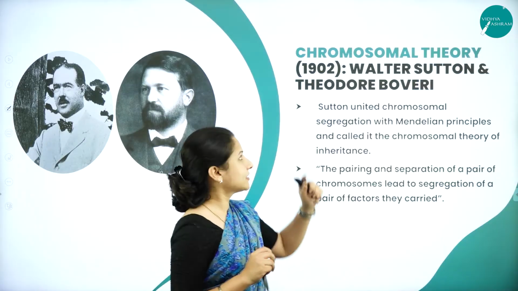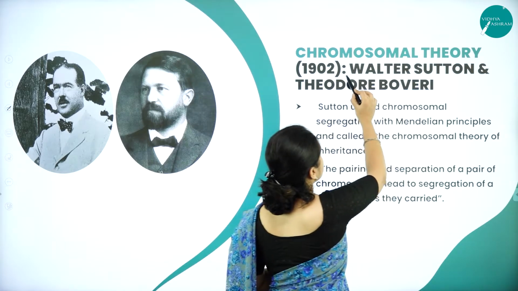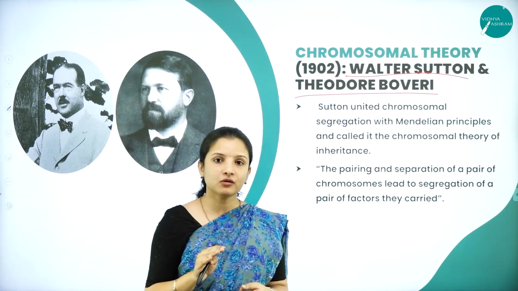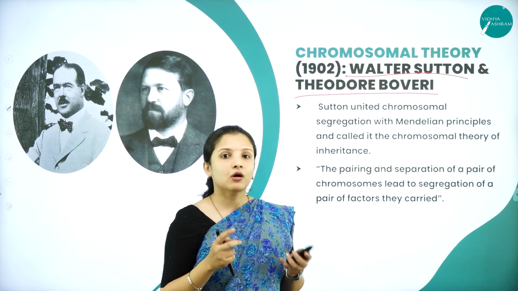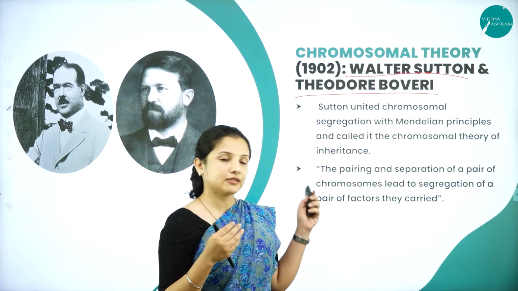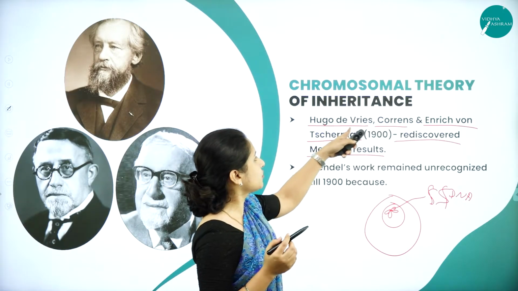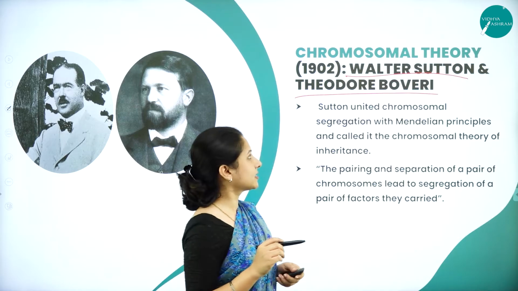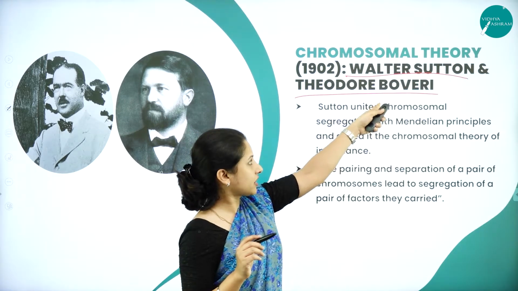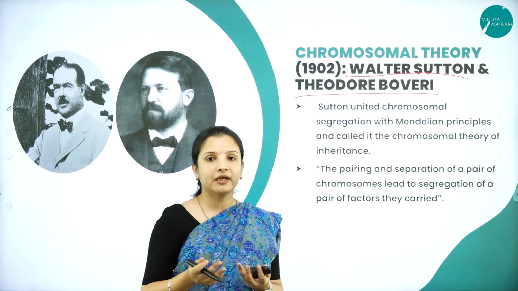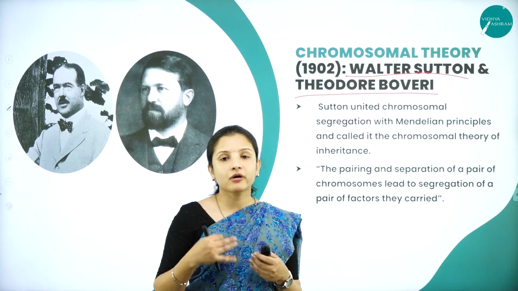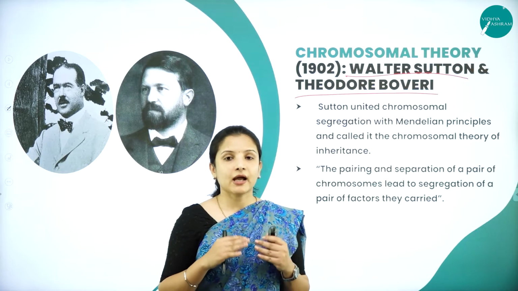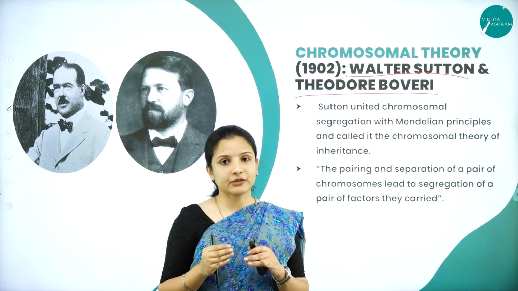Apart from that, there are two more scientists, Walter Sutton and Theodor Boveri. These two scientists also conducted further experiments on those other three scientists' work. The other three scientists were Hugo de Vries, Correns and Heinrich von Schimmang. Walter Sutton and Theodor Boveri also conducted experiments and put forth strong evidence stating that whatever Mendel said is actually correct, and Mendel therefore became the father of genetics.